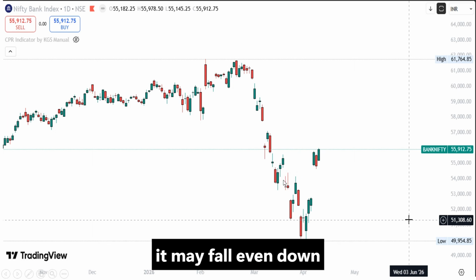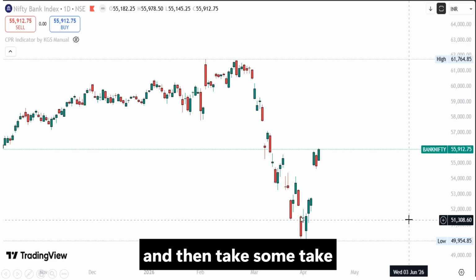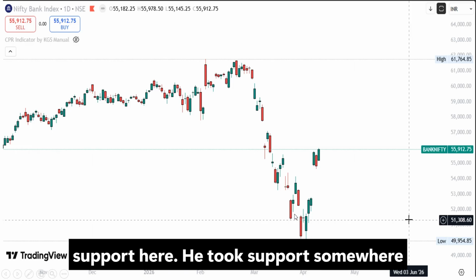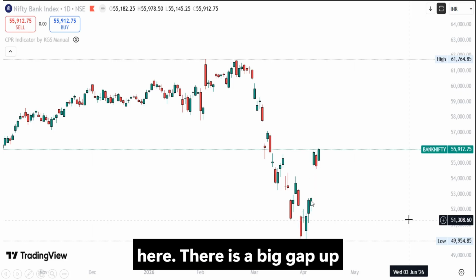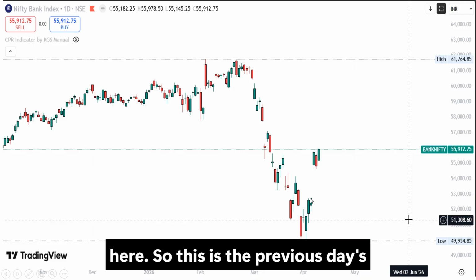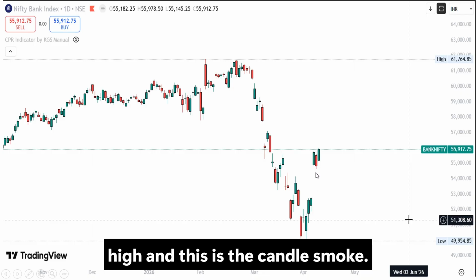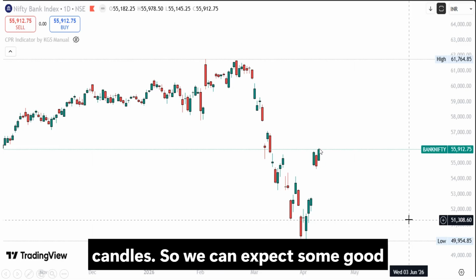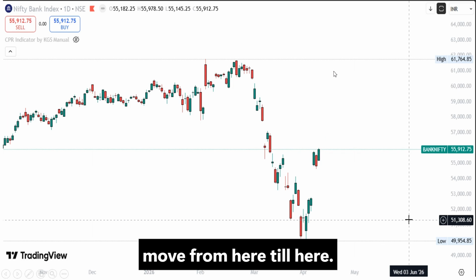Sometimes it may fall even further and then take a move against the trend. So you can see here it took support here. It took support somewhere here. There is a big gap up here. So this is the previous day's high and this is the candle's low. There is a gap between these two candles. So we can expect some good move from here till here.